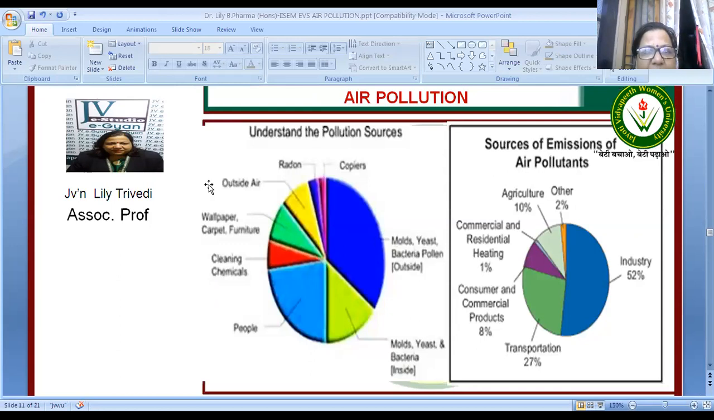To understand the pollution sources, we have made these bar charts where you can see the different sources. We have discussed before, the mold, the yeast and the bacteria are major sources, and we have the outside air, the radon, the wall, the carpet, the cleaning chemicals, the people, all part of indoor air pollution. For outdoor air pollution, industry is more than 50%, 52%, transportation is 27%, leaving behind the consumer and commercial products, the commercial and residential heating, the agriculture and others.